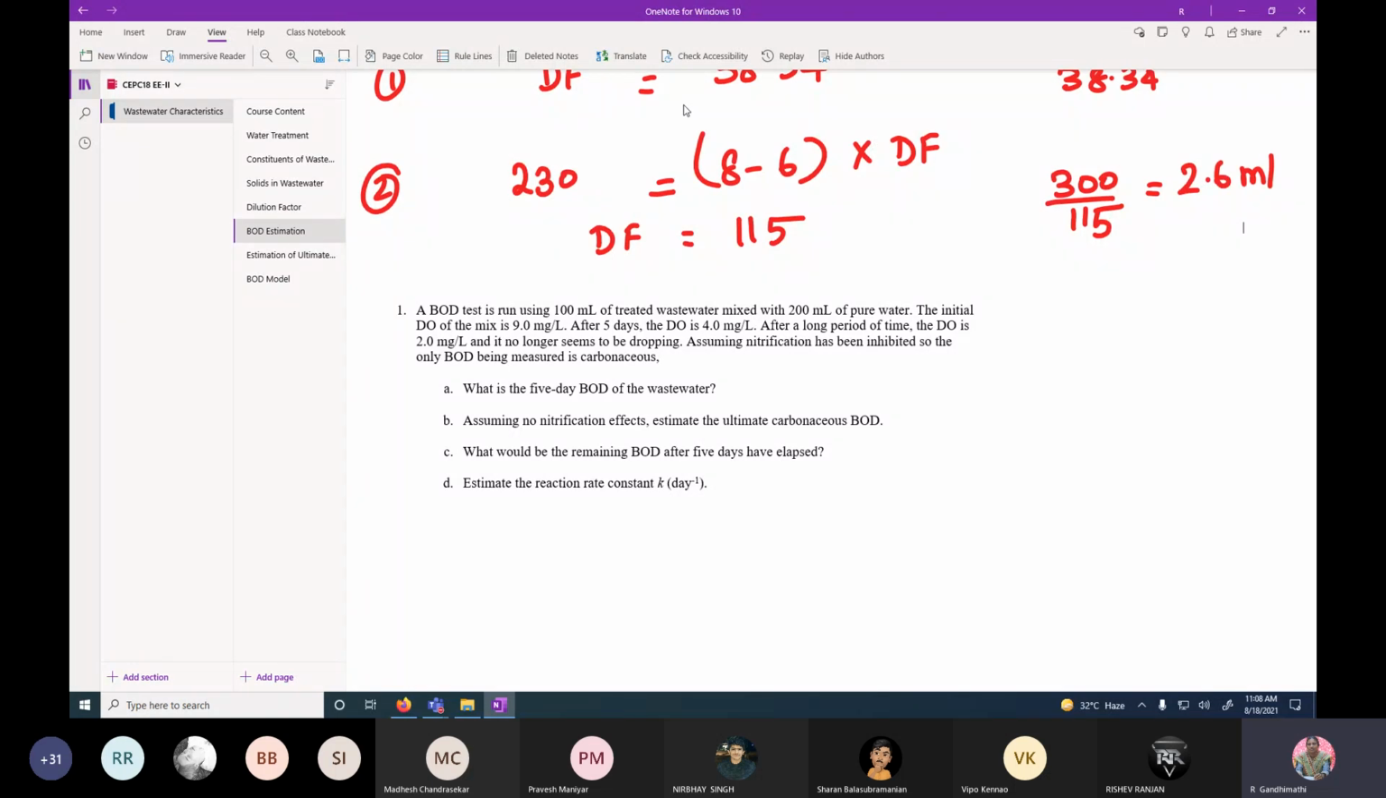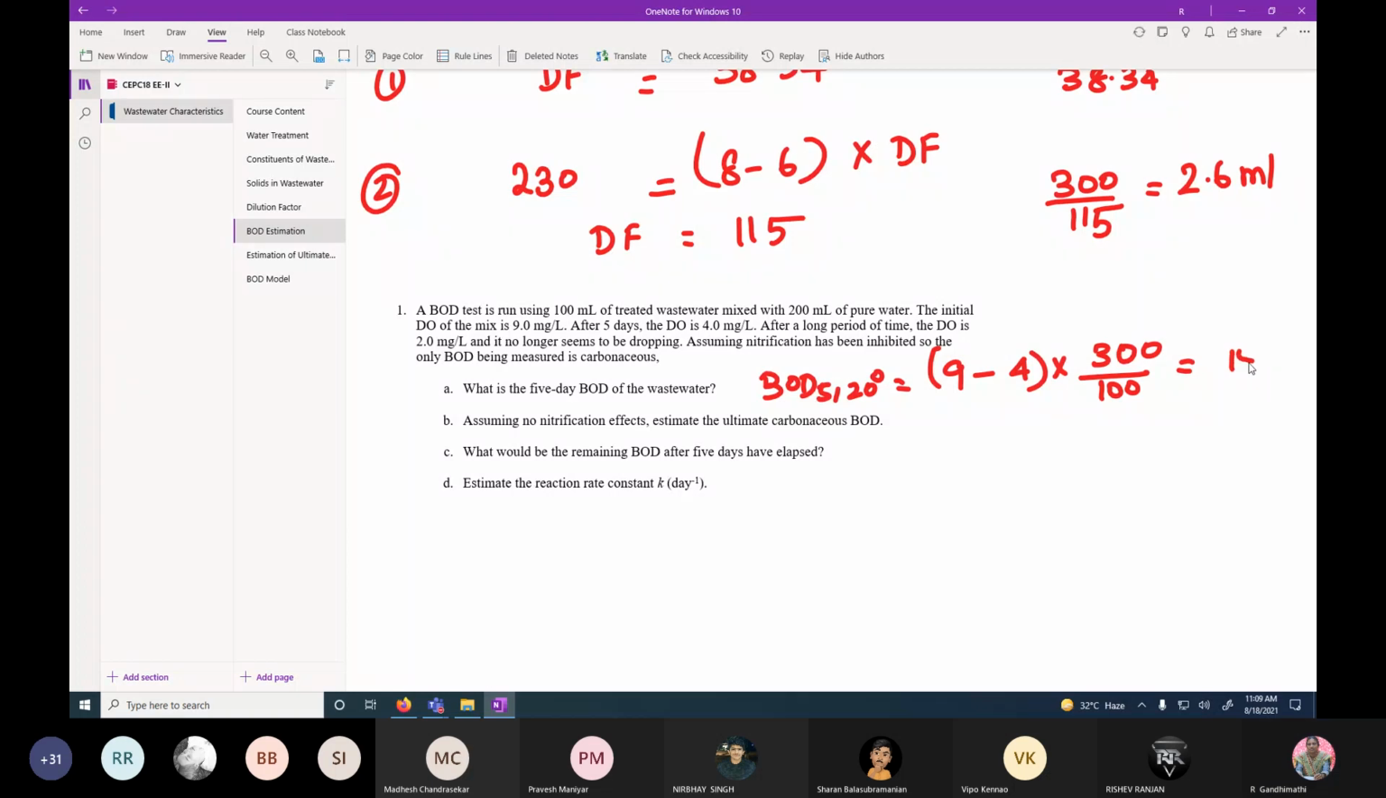Here they have mentioned that they have prevented the nitrification by adding some inhibiting agents. Okay. Now, can you tell me the answer for the first question? What is the 5-day BOD? That is easy. You can easily calculate based on the formula BOD5,20 is DO initial 9 minus the end of 5th day, 4, into dilution factor, 300 divided by 100. Then what is the answer? 15. Okay.